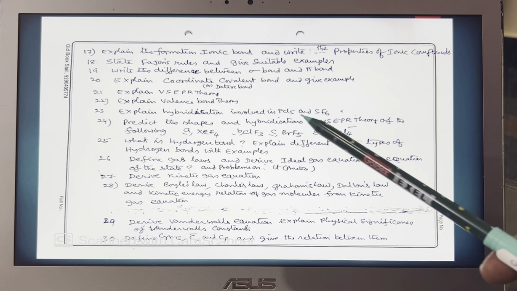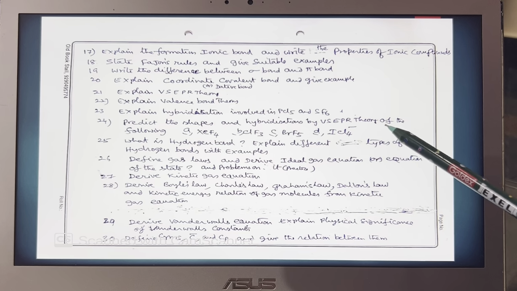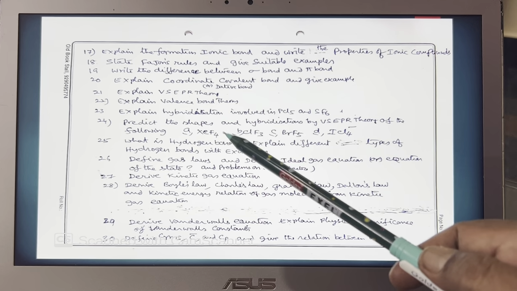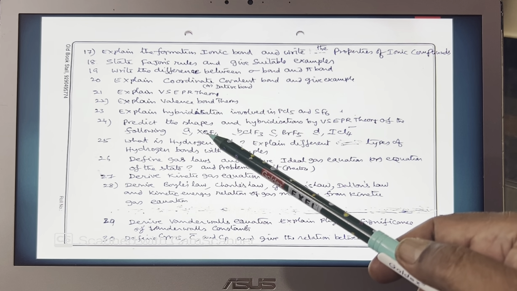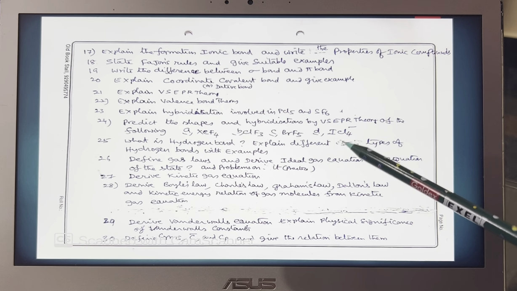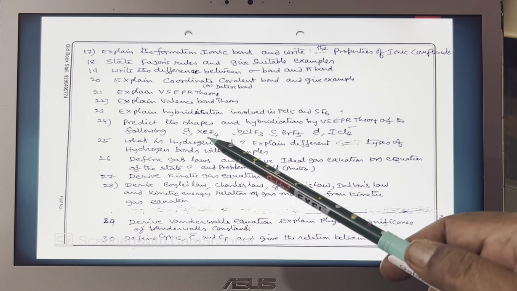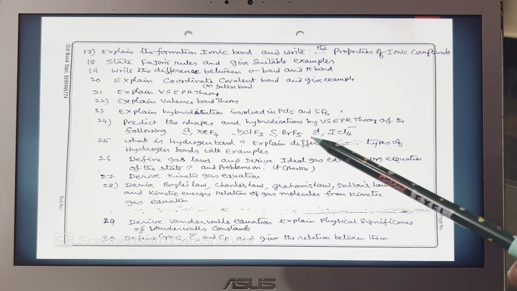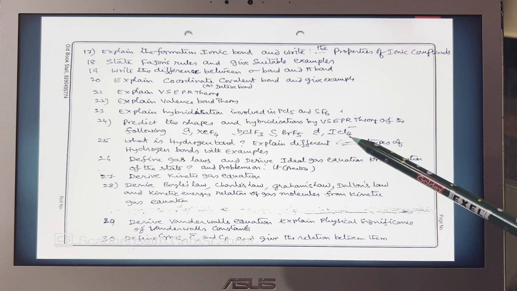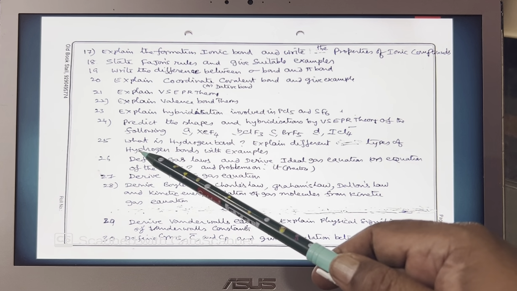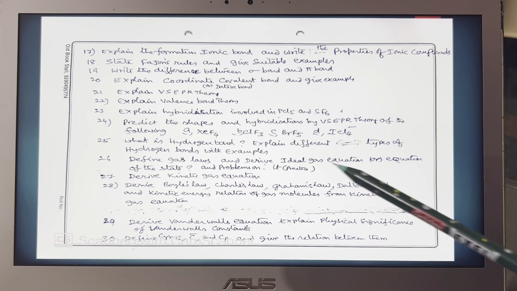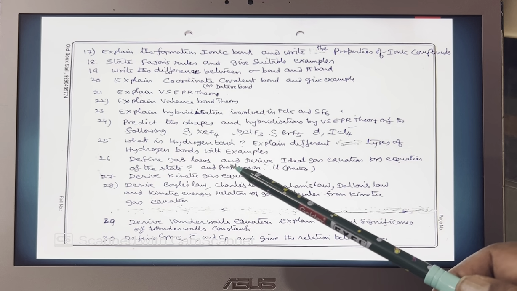Predict the shapes and hybridization by VSEPR theory of the following. Shapes and hybridization, you have to predict for all these molecules or ions: xenon tetrafluoride, chlorine trifluoride, boron pentafluoride, bromine pentafluoride, iodine tetrachloride ion. What is hydrogen bond? Explain different types of hydrogen bonds with examples. Intramolecular, intermolecular hydrogen bonds you have to write with examples.